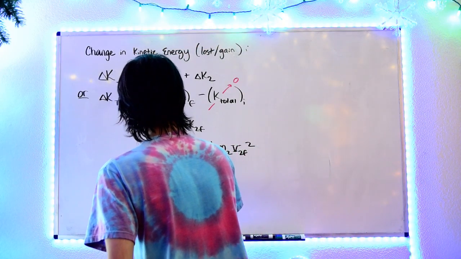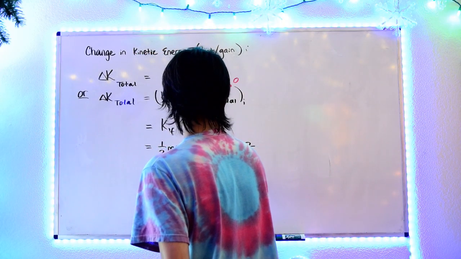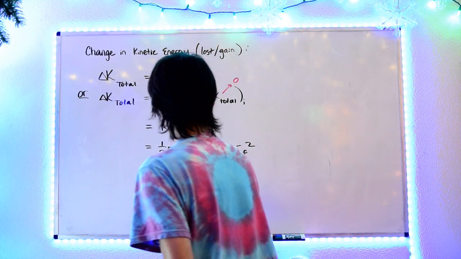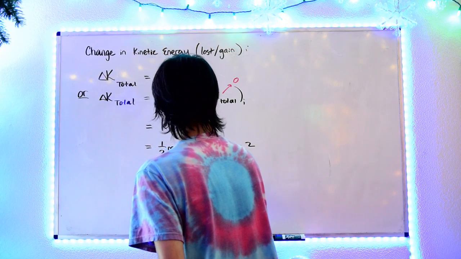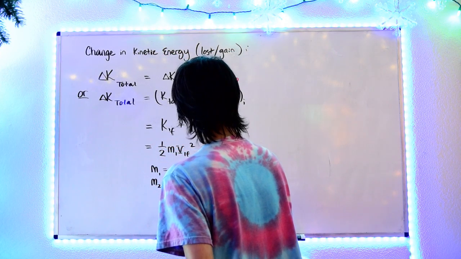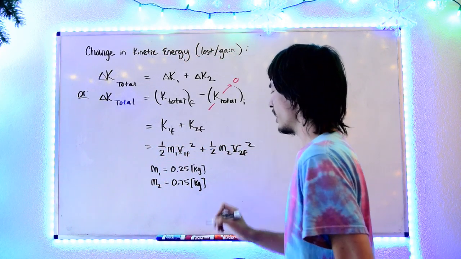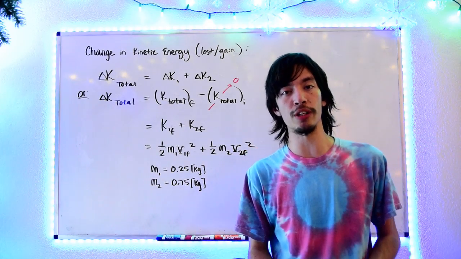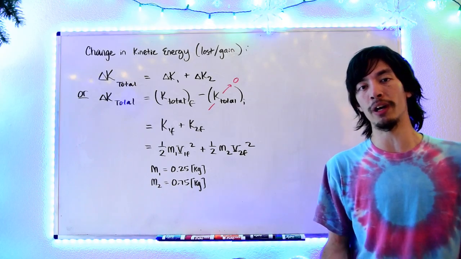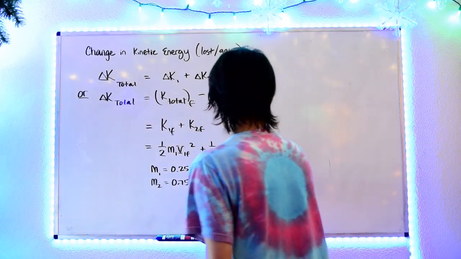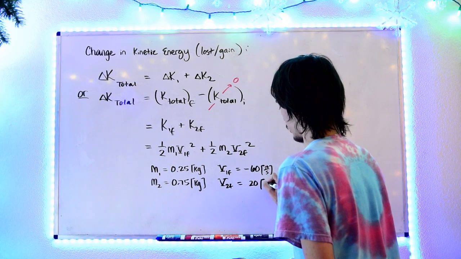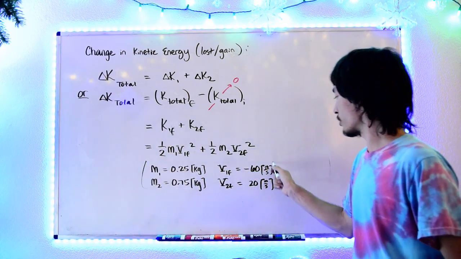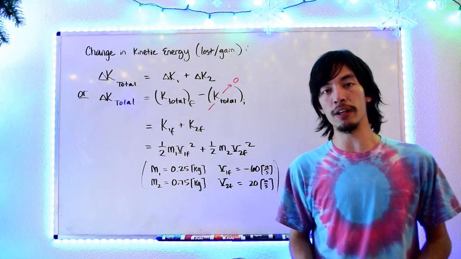We let M1 be, that was our smaller mass, so it was 0.25 kilograms. Mass 2 was 0.75 kilograms. It doesn't matter if you make the velocities positive or negative in this case because kinetic energy is always going to square your velocities anyway. So it doesn't really matter what you write here for 20 meters per second. So we'll just plug in these values here. And when you plug in those values, you get the following.